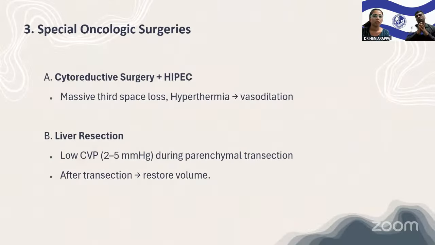And in special oncologic surgeries, like cytoreductive surgeries and HIPEC, there will be massive third space loss and hyperthermia, which can lead to vasodilation. So it requires invasive monitoring, frequent ABGs and electrolytes, and corrections. In liver resection, low CVP is maintained during the parenchymal transection, and after transection, we will restore the volume.